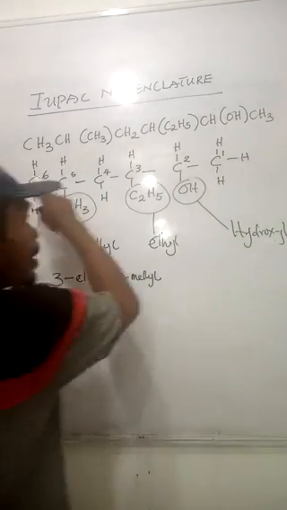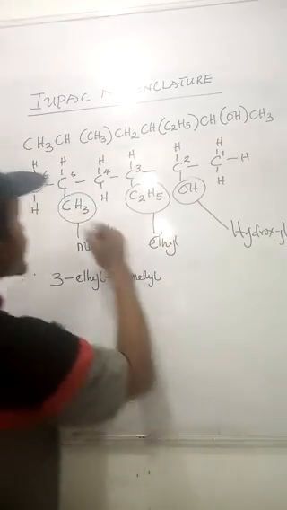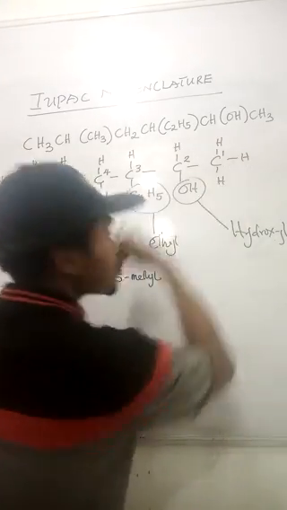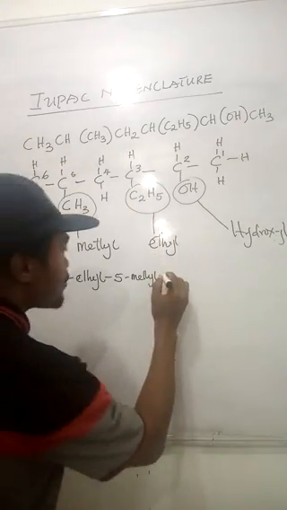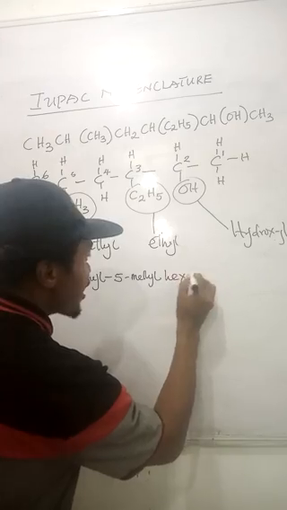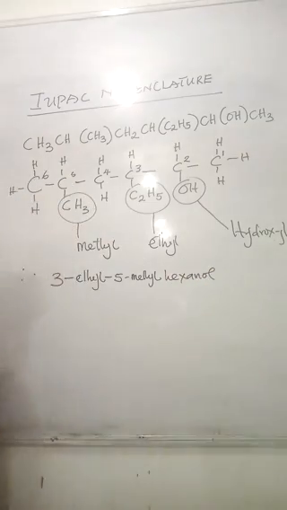Now, we have the parent chain. Alright, so the parent chain now has an OH group, meaning it's hexanol. Yes. So we can have hexanol. Now, this is perfect.